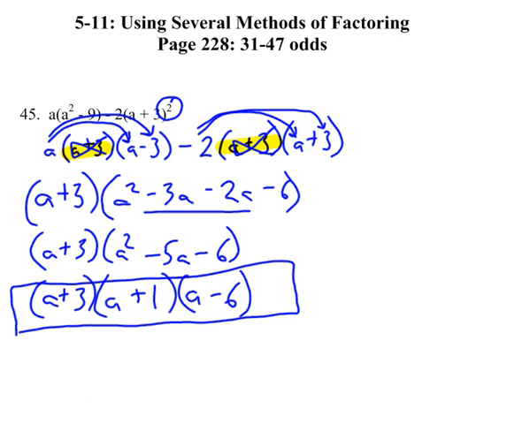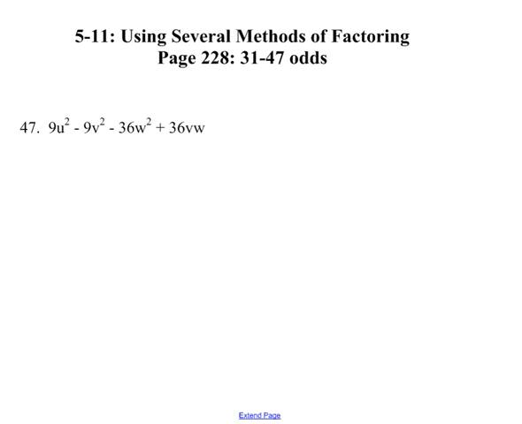All right, your last one from the B section of 228, the last one on page 228 in general, is number 47. Now remember back on the guidelines for factoring, if you have a common monomial, pull that out first. And in this case, you have a 9 you can take out of every term, which leaves you with u squared minus v squared minus 4w squared plus 4vw.